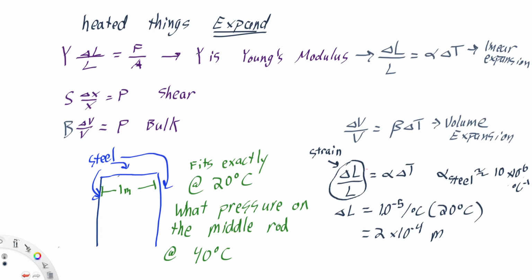So once we have the amount that bar wants to expand, well, now we know that there are steel bars on either side of it, so it can't expand. So we can use the Young's modulus relationship and see how much pressure it would take to actually compress the steel bar by 2/10 of a millimeter.